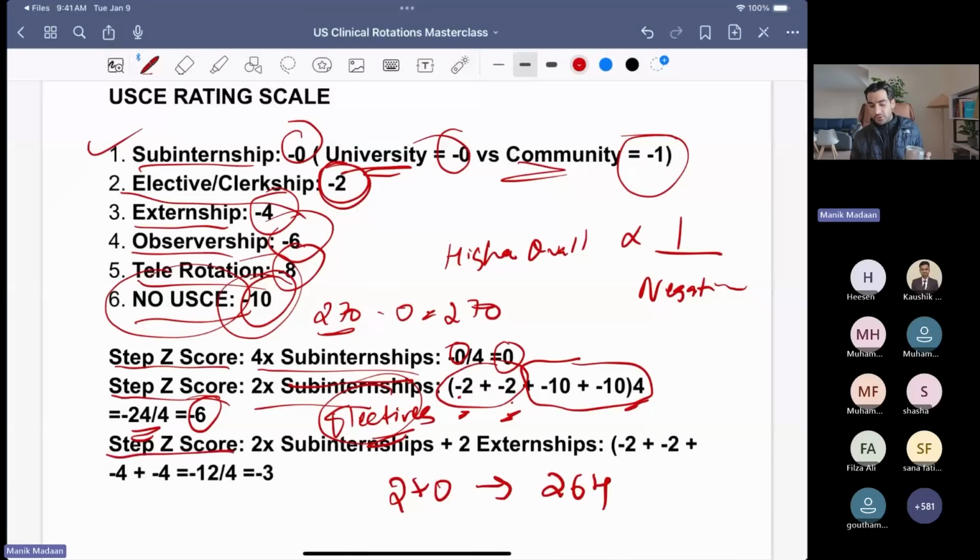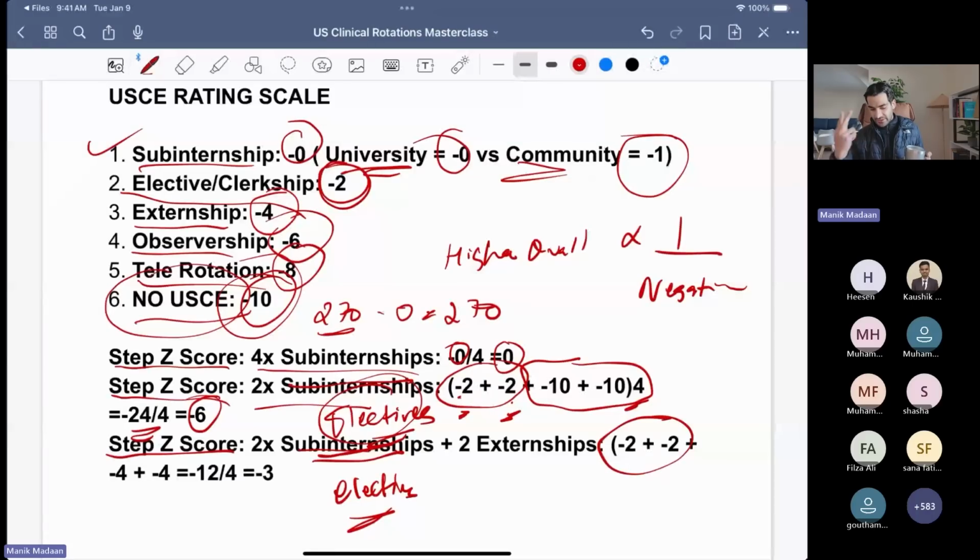A STEPZ score with 2 electives and 2 externships, right? So now you have 2 electives. An elective gets, let's say, and I again meant electives. I made that mistake. I apologize, right? So -2 plus -2, which is you did 2, right? So -2 plus -2 plus, let's say you did 2 externships. An externship gets a -4. So -4 plus -4, 2 externships. Your total score is -12/4, which is -3 subtraction. So your 270 went to a 267.